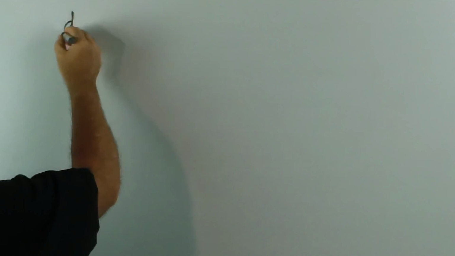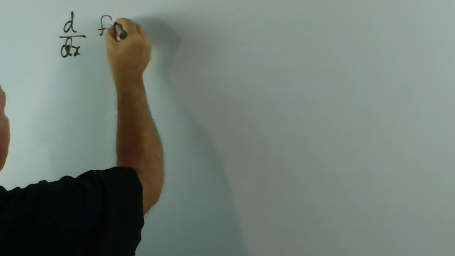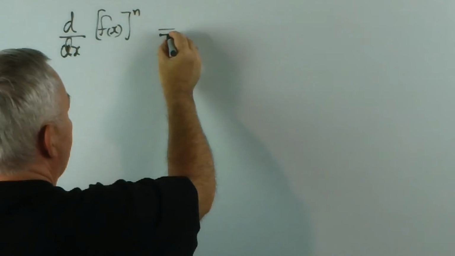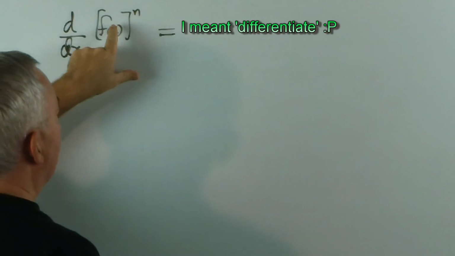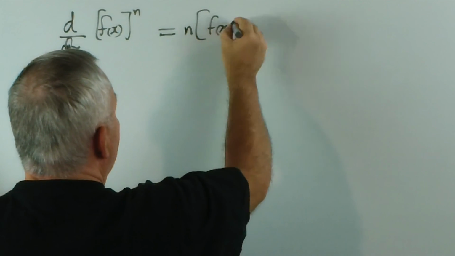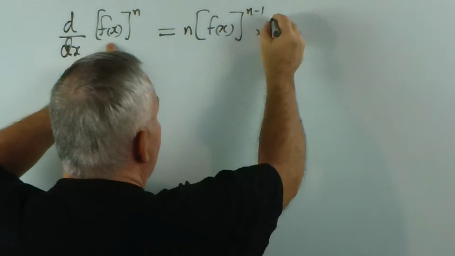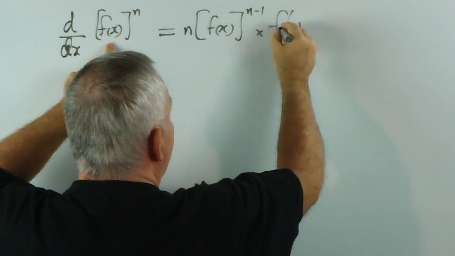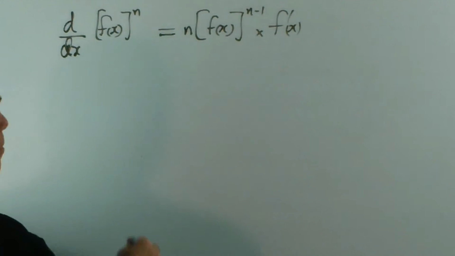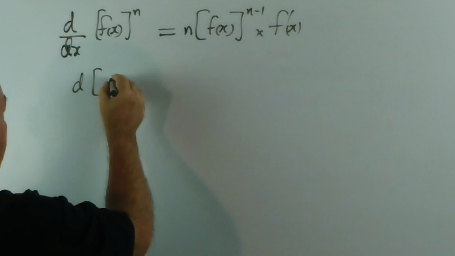Let's find the derivative of some function to the power n. Using the chain rule, what do we get? Well, when we differentiate something to the power n, we get n times the something to the n minus 1, and then we have to multiply by the derivative of what's inside. We multiply both sides by dx. This is working towards our integral now.